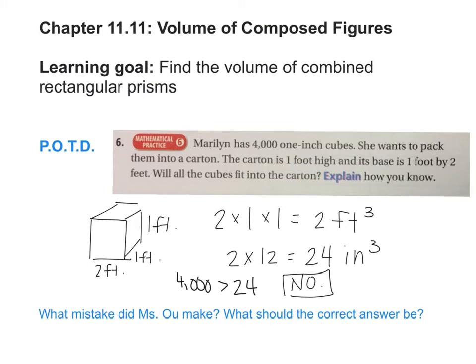So your learning goal today is to be able to find the volume of combined rectangular prisms. So basically all you need to do is take what you know about finding separate rectangular prisms and then figure out what you need to do when they're stuck together. So what can you predict? How might you find the volume of composed rectangular prisms?